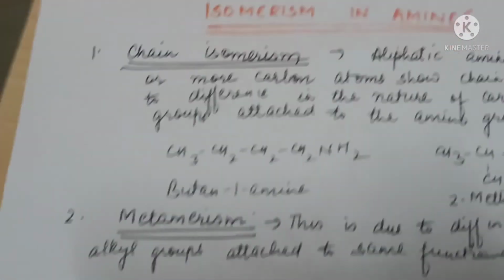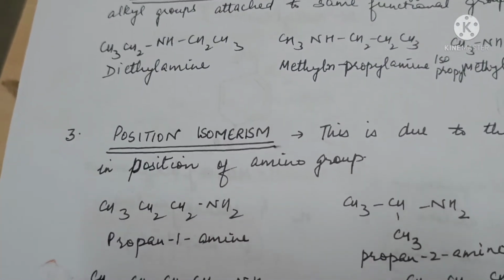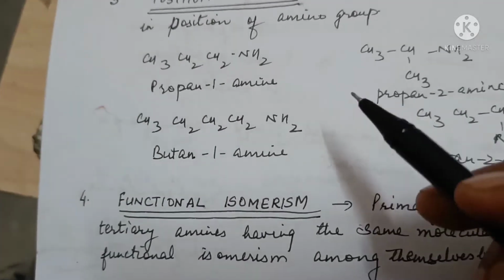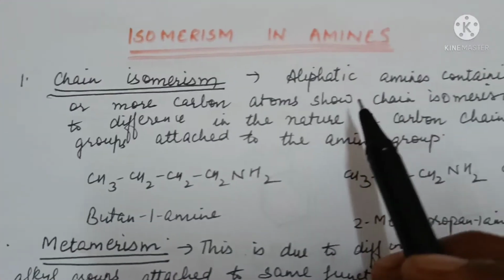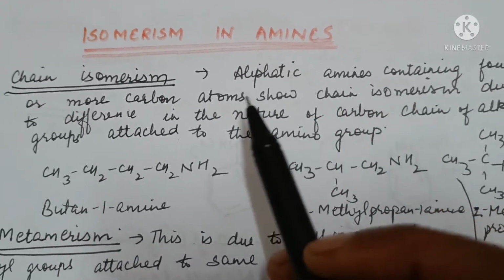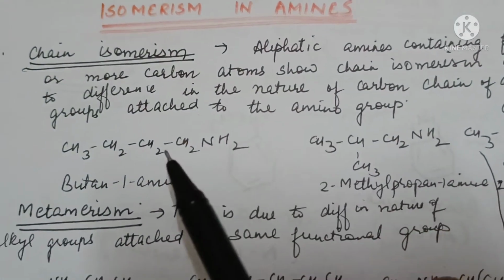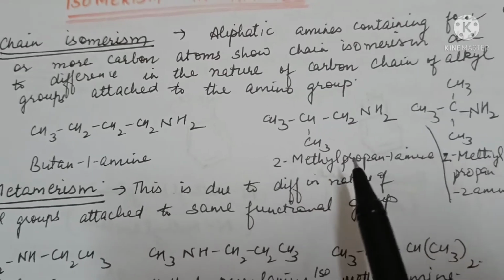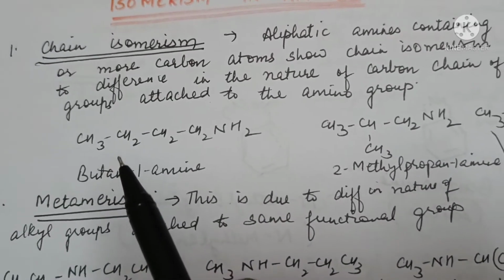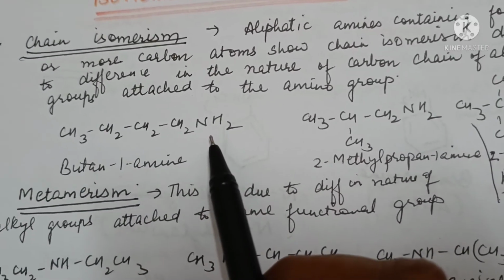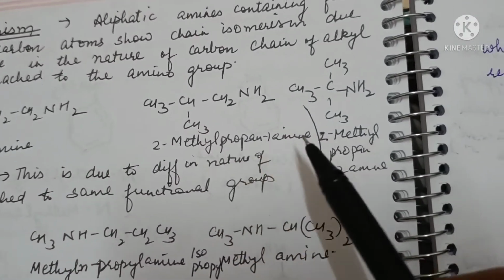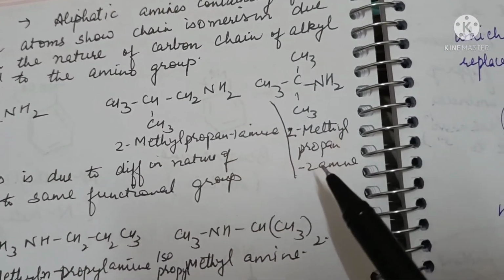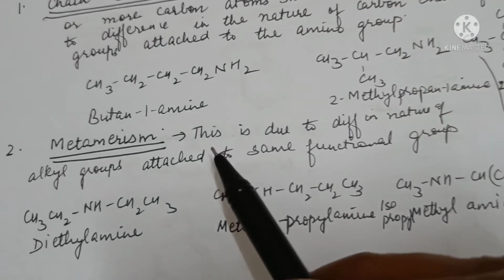Isomerism in amines can be chain isomerism, metamerism, position isomerism, or functional isomerism. Chain isomerism: when aliphatic amines have the same molecular formula but the difference occurs in the chain of the alkyl group. For example, butan-1-amine can have chain isomers 2-methylpropan-1-amine and 2-methylpropan-2-amine.